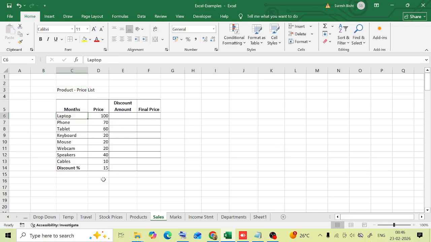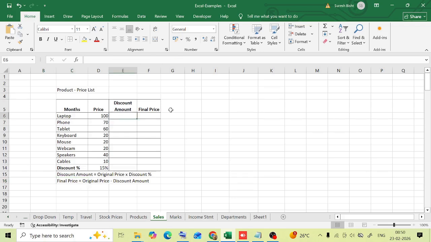So here I have the list of prices for these products, and let's say there's a discount of 15%. To calculate the final price after a discount involves two steps. First step is to find the discount amount, which is original price multiplied by the discount percentage, and then you calculate the final price, which is equal to original price minus the discount amount.